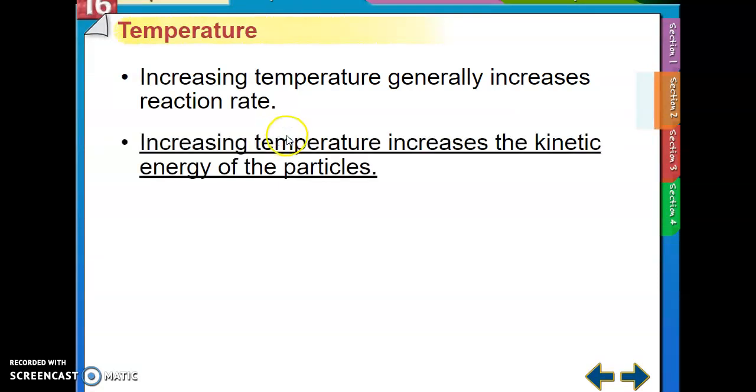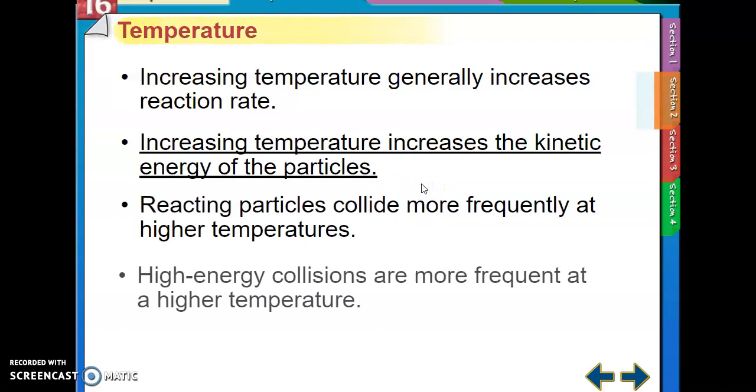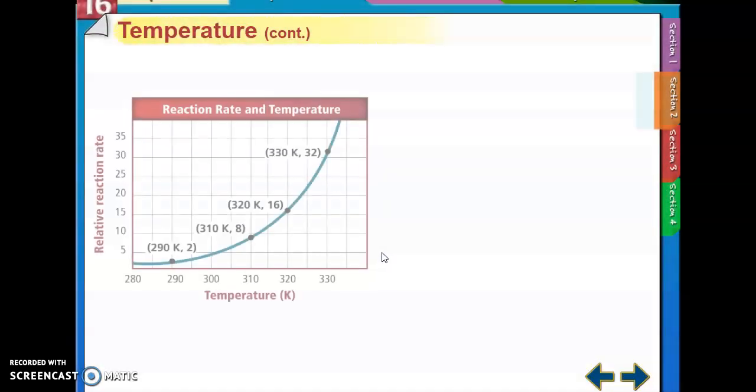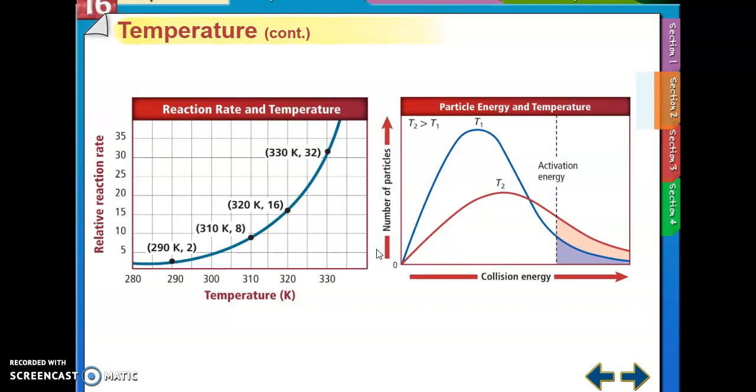Temperature is an important one because increasing temperature will generally always increase the reaction rate. The reason is that it increases the kinetic energy of the particles, which means they are moving faster. So they're going to collide more frequently and with higher energy collisions. With those two things happening, we increase the reaction rate, and generally that's how we achieve those really high activation energies.